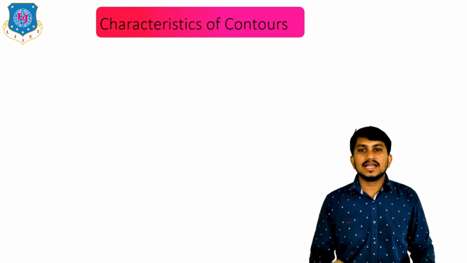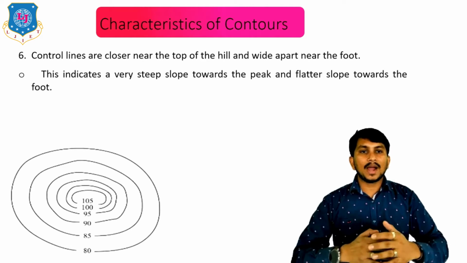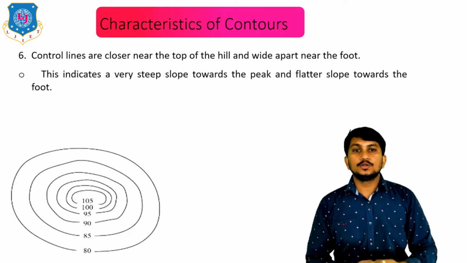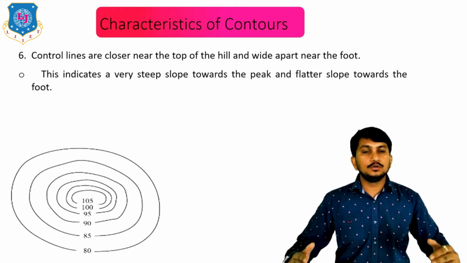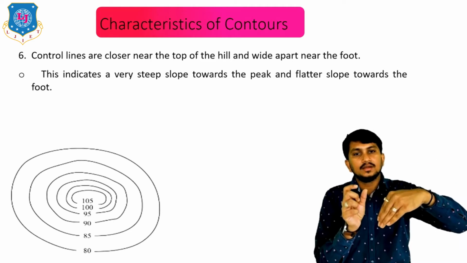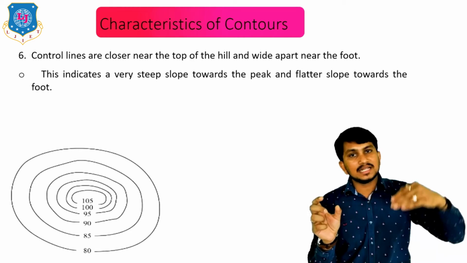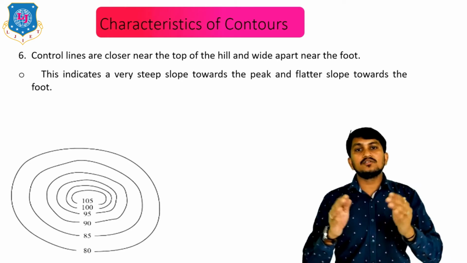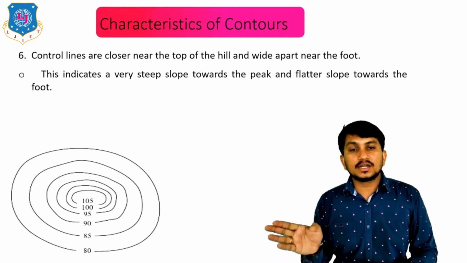Next, contour lines are closer near the top of the hill and wide apart near the foot. This indicates a very steep slope towards the peak of the hill and a flat slope towards the foot of the hill. Where there is a steep slope, the horizontal equivalent is less. We have just discussed the term horizontal equivalent. Where there is a flat slope, horizontal equivalent will be more. So that principle is applied to draw the contour lines.